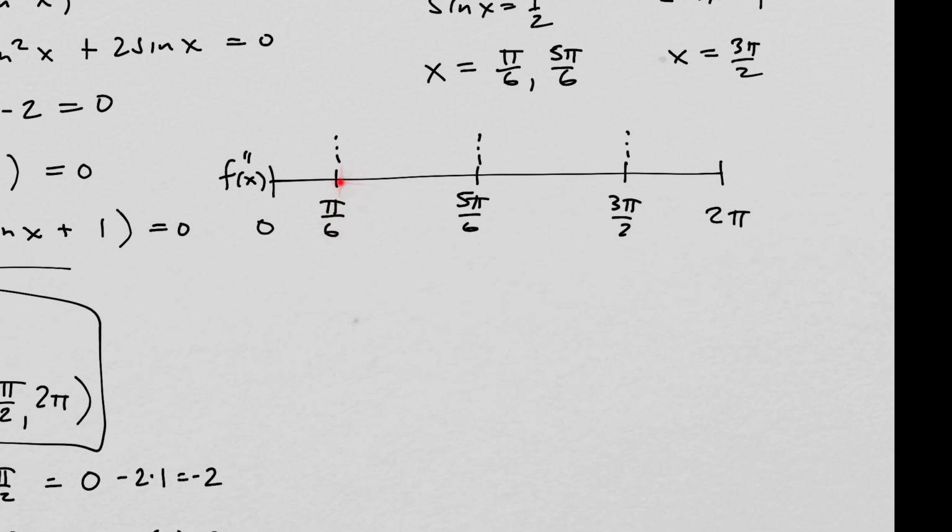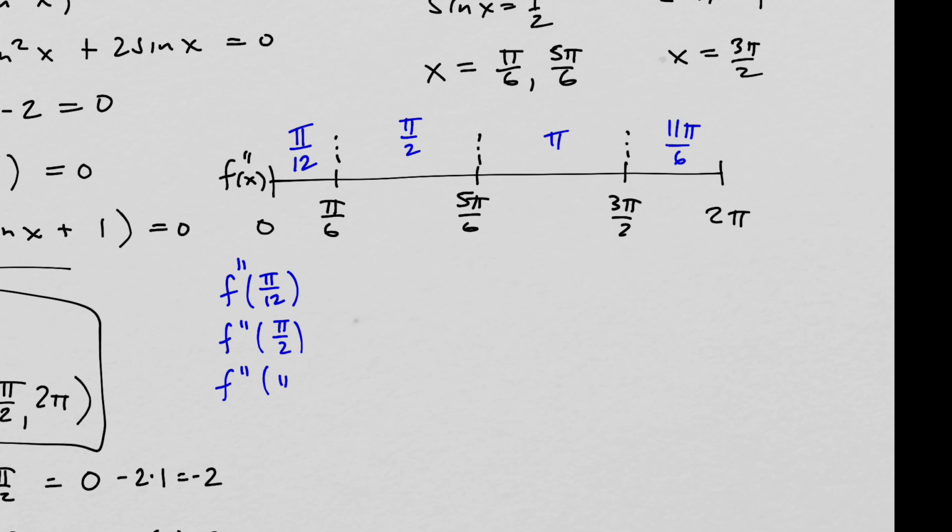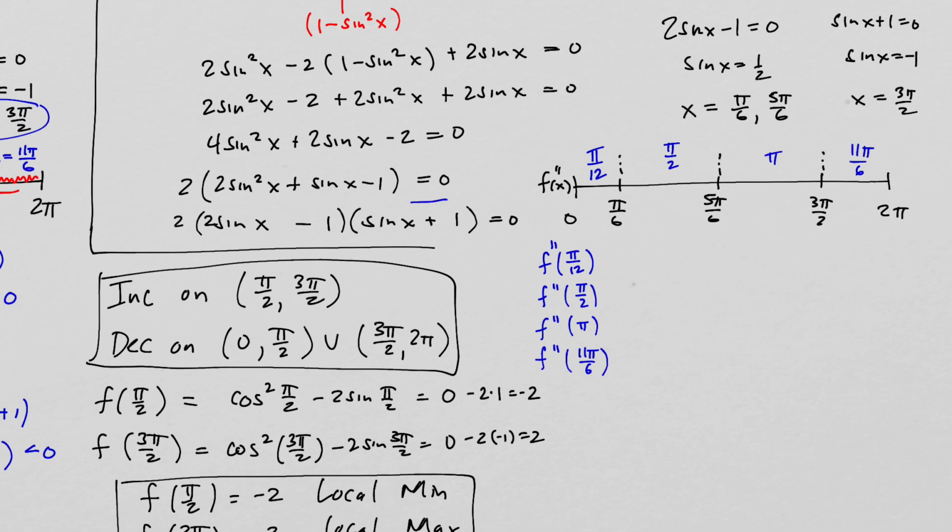what is a value less than pi over 6 that you know? Well, there are no special angles. So I'm just going to use something like pi over 12, okay? In between the next two, I'll use pi over 2, and then I'll use pi, and then for the last one, I'll use 11 pi over 6 once again. And you're going to plug these into your second derivative. So that second derivative is right here.